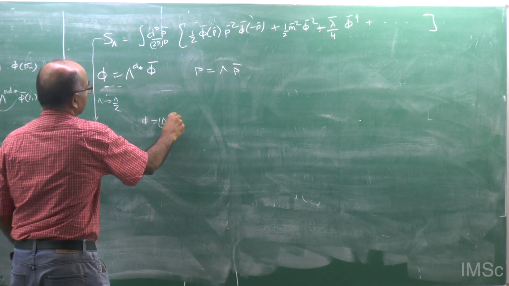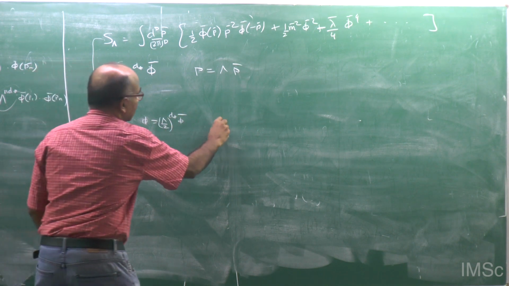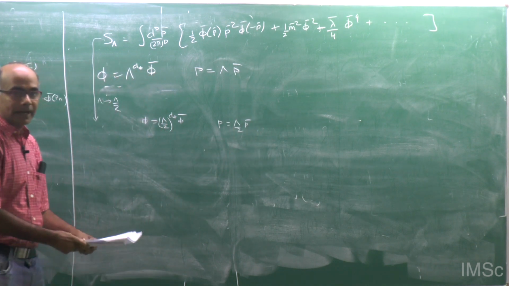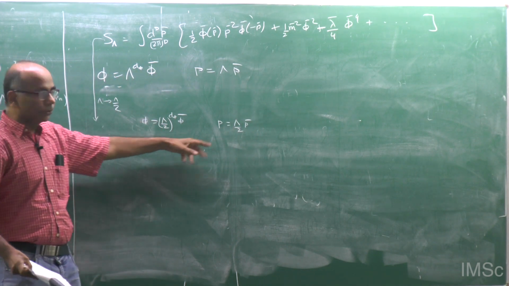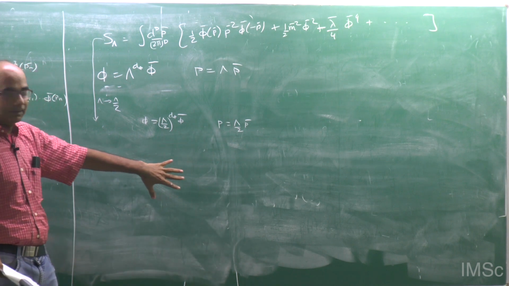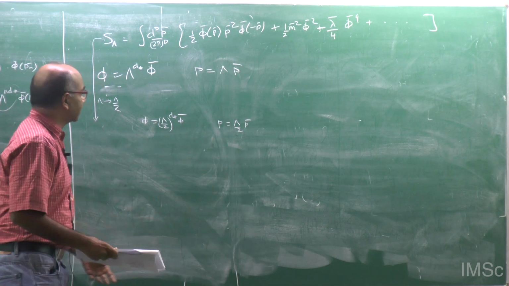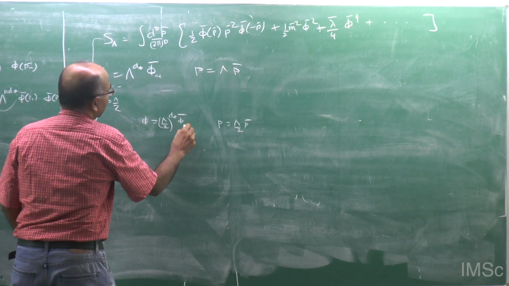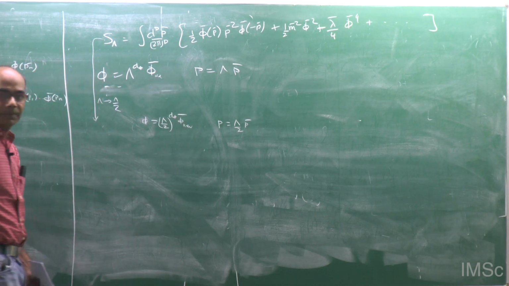and my new p bar will be. So when I write my new action, I have to also do this rescaling. So let's assume that's done. So everything is now in terms of lambda by 2. So this is my, call it phi bar old and phi bar new if you want.